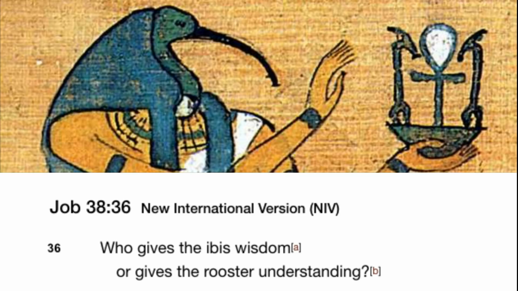Who gives them the wisdom? Who allows them to do all this order? He knows what he's doing, and he knows what he creates. So, who gives the Iblis wisdom? Let's not forget that, or gives the rooster understanding, because we're going to start seeing also Thoth being related to Enoch. All right, let's continue.